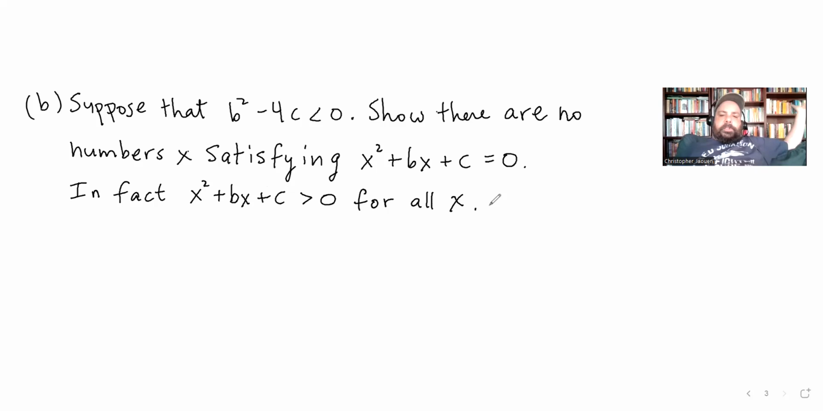To do this, he actually gives a hint here. He says just complete the square. So that's what we'll do. This one is also something you probably would have done in a high school algebra class, but I'll do it again here just because if you haven't taken a math class in a while, you might have forgotten how to complete the square. So I'll do that here.